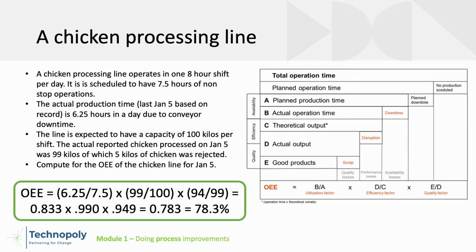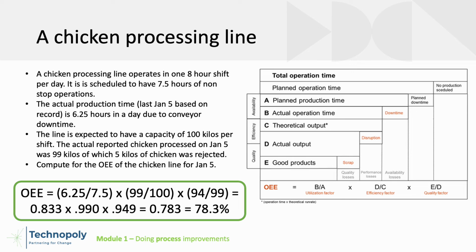To better understand how we can arrive at an OEE, let us take an example of this chicken processing line. For this particular chicken processing line, we have an 8-hour shift, and of that 8-hour shift, only 7.5 hours is actually used for production. The half hour is used for breaks and other planned stops. The actual production time is 6.25. Therefore, the availability of the line is 6.25 divided by 7.5, giving you a ratio of 0.83.